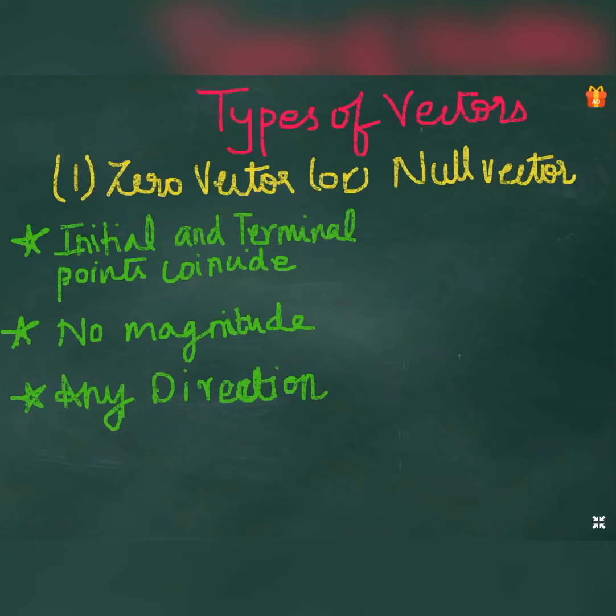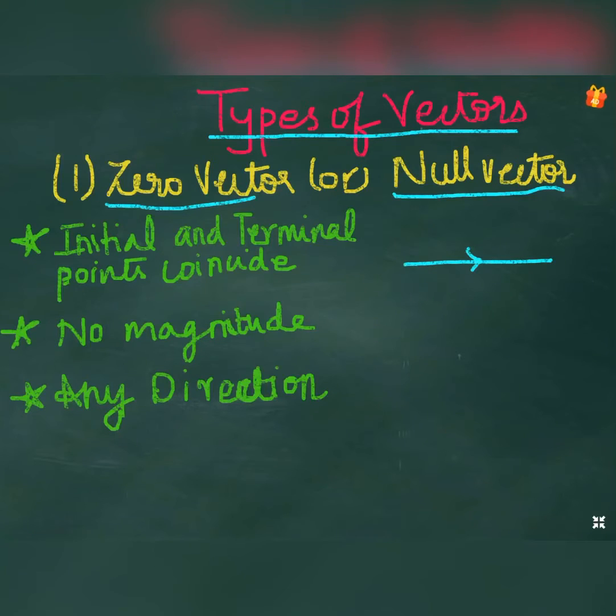Today we are going to discuss types of vectors. First, let us see what a zero vector is, which can also be called a null vector. We have seen vectors having an initial point and a terminal point. In this vector AB, A is the initial point and B is its terminal point.